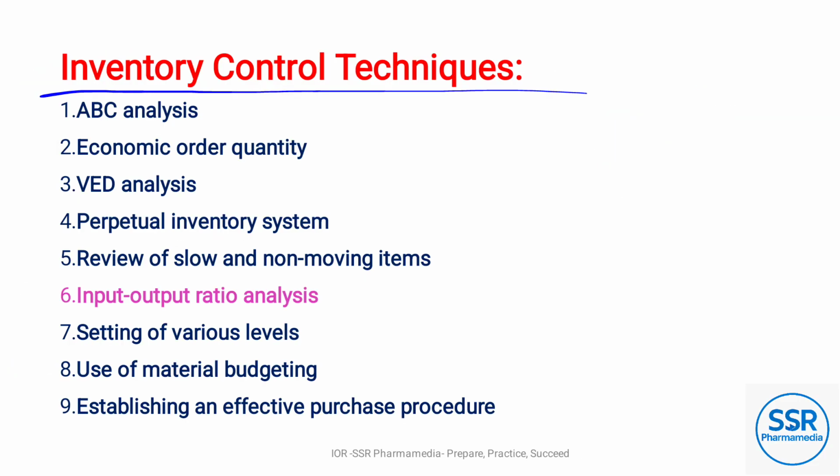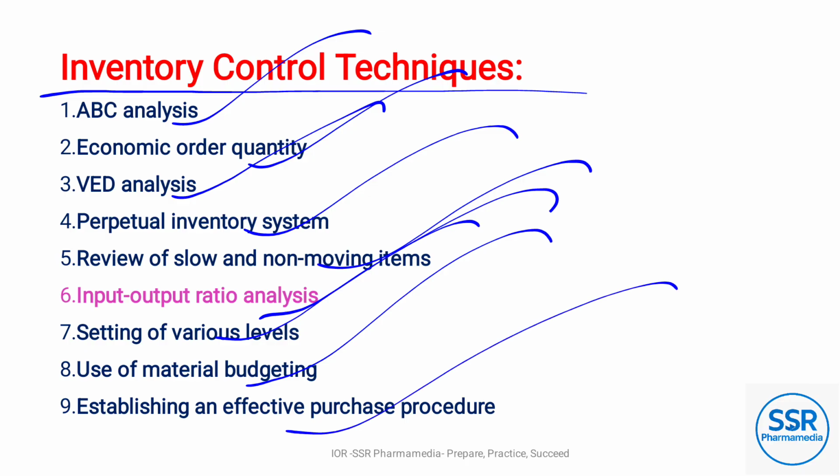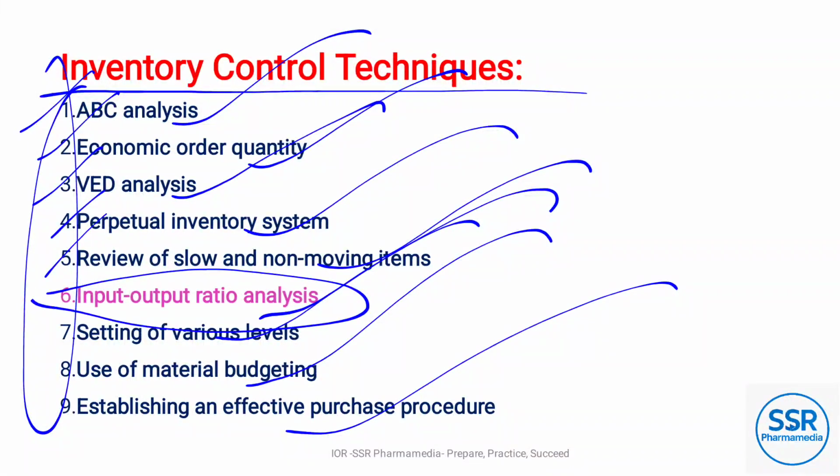So in inventory control techniques, there are 9 techniques: ABC analysis, economic order quantity, VED analysis, perpetual inventory system, review of slow and non-moving items, input-output ratio analysis, setting of various levels, use of material budgeting, and establishing an effective purchase procedure. Of these 9 techniques, we have already discussed 5. So today we are going to discuss input-output ratio analysis.